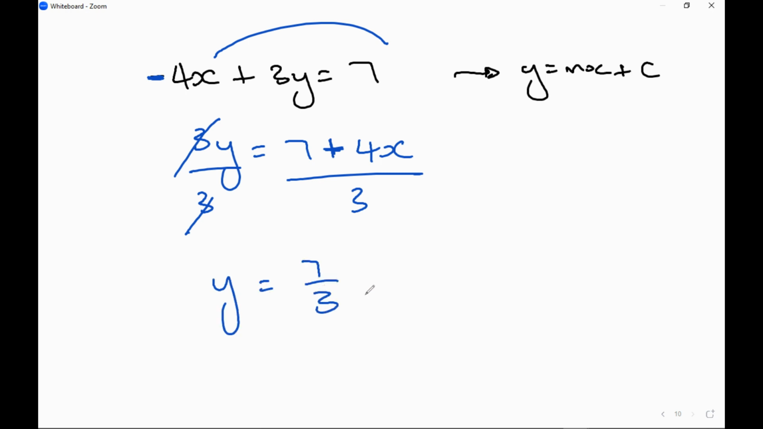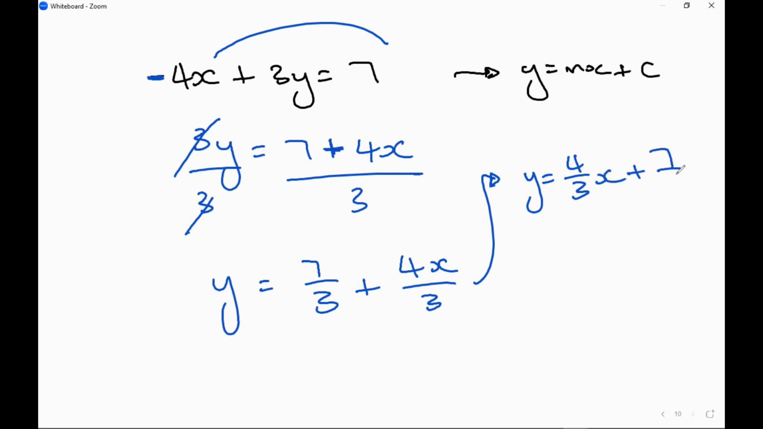That's equal to 7 over 3 plus 4x over 3. Bring it into its form, 4 over 3x plus 7 over 3. So m equals 4 over 3, and c equals 7 over 3.